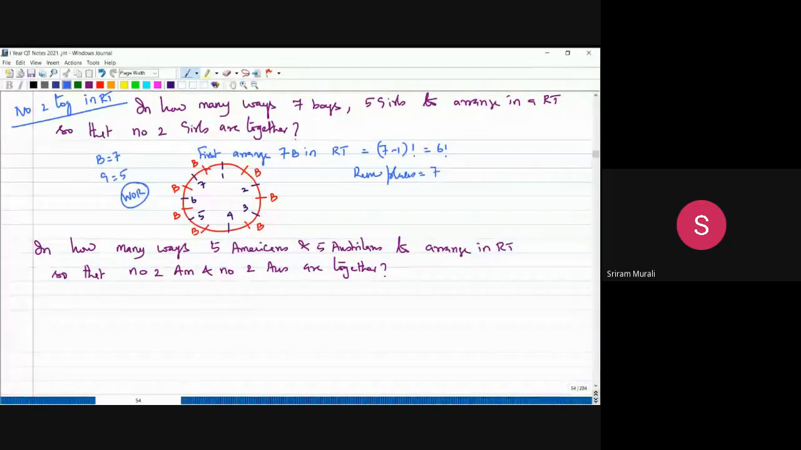How many girls are to be brought? 5. This can be arranged in 7P5 ways. So the required arrangement will be 6 factorial into 7P5.